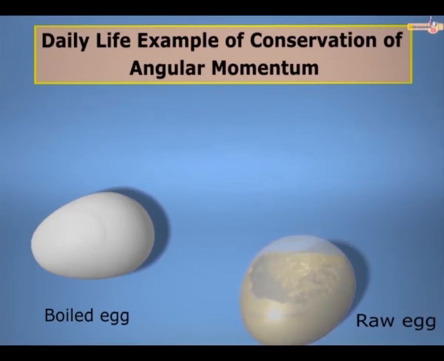Moreover, when you try to stop them from spinning, the boiled egg comes to rest quickly, but the raw egg starts spinning again if you let it go. This is because in the boiled egg, the entire mass comes to rest as soon as the force is applied, whereas in the raw egg, only the outer shell comes to rest. The liquid inside the shell keeps rotating, and hence the egg starts spinning again.